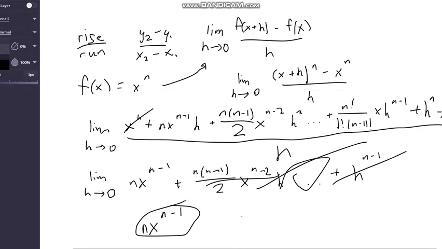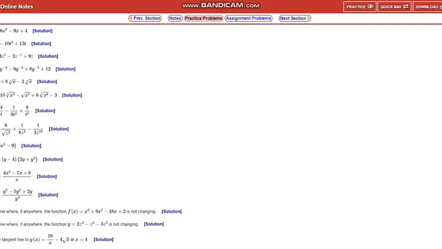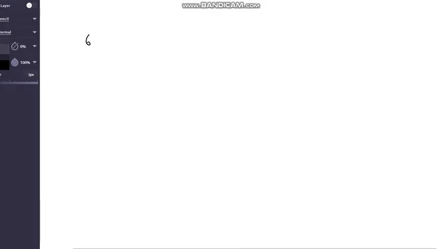It can be used in many ways to find the slopes of an equation. Let's see. Let me find a good one. Let's just do the first one. All right, 6x to the power of 3 minus 9x plus 4.